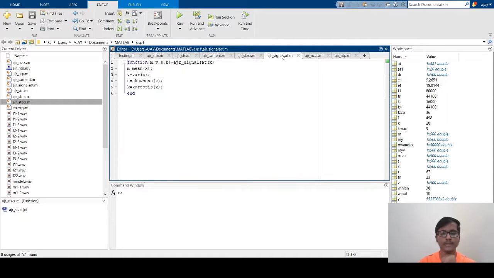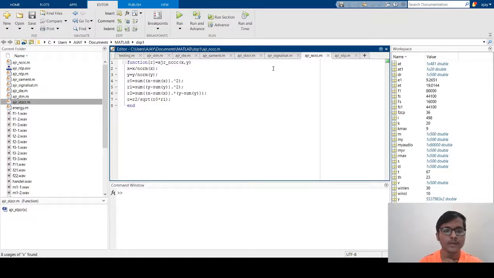Next, signal statistics. In signal statistics, I used built-in functions for mean, variance, skewness, and kurtosis. Mean is the summation of x divided by the number of values of x. In a similar way, we will get the variance, skewness, and kurtosis.